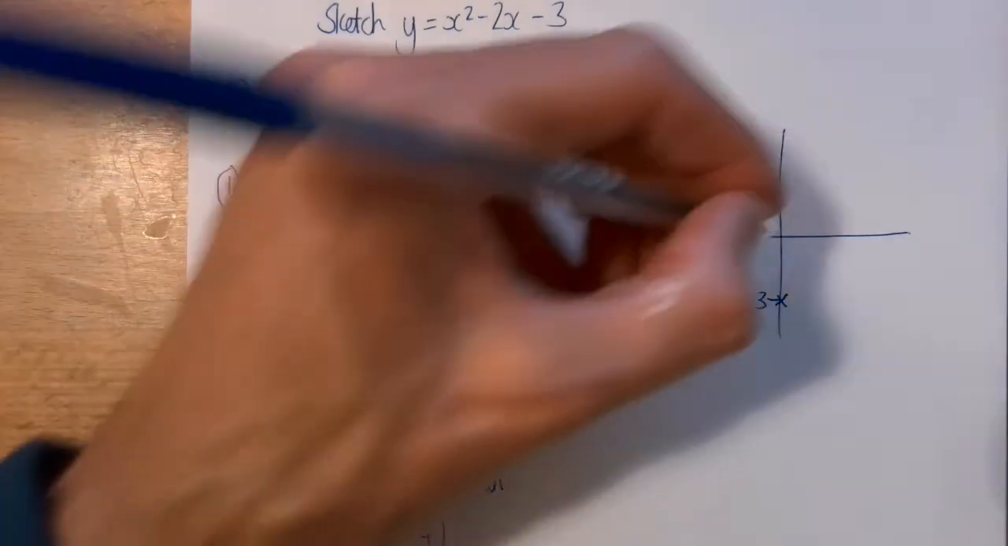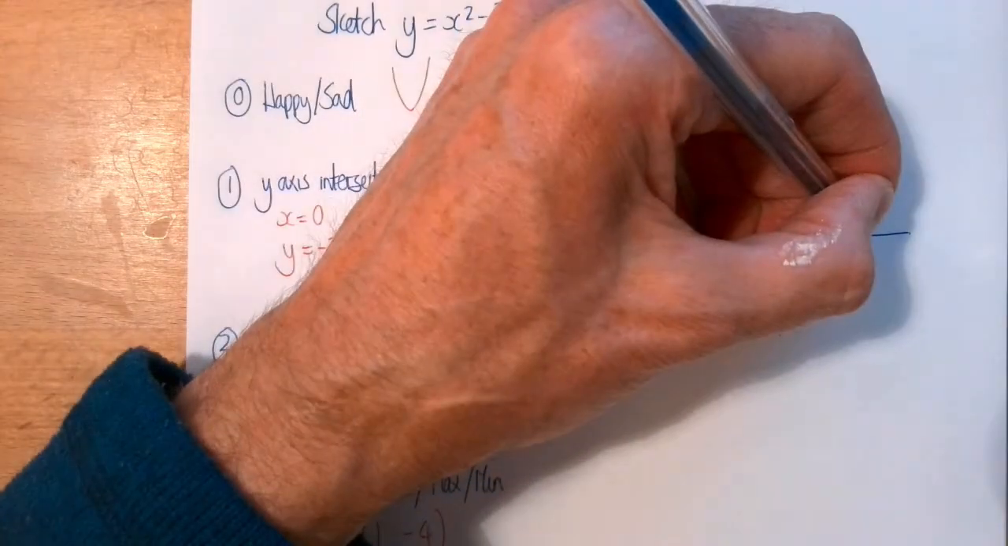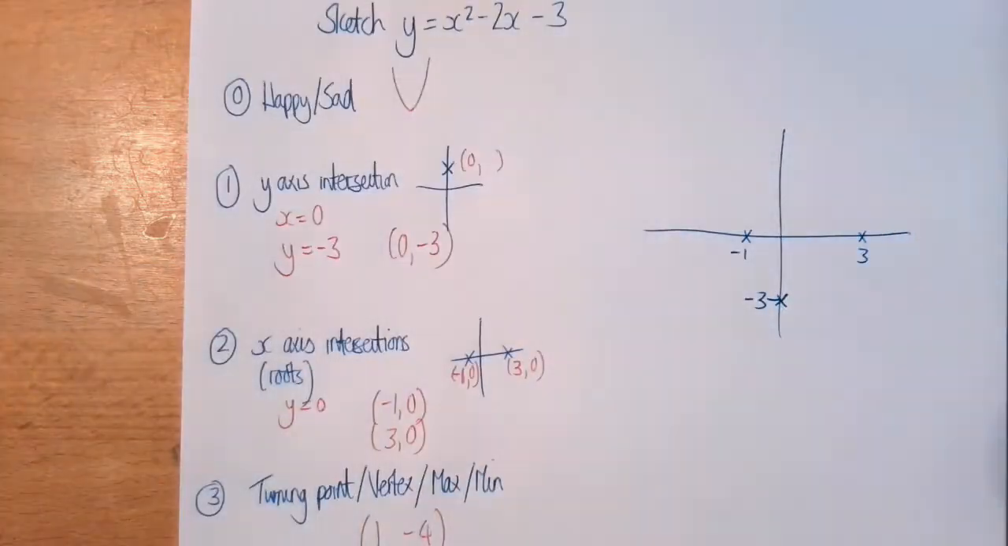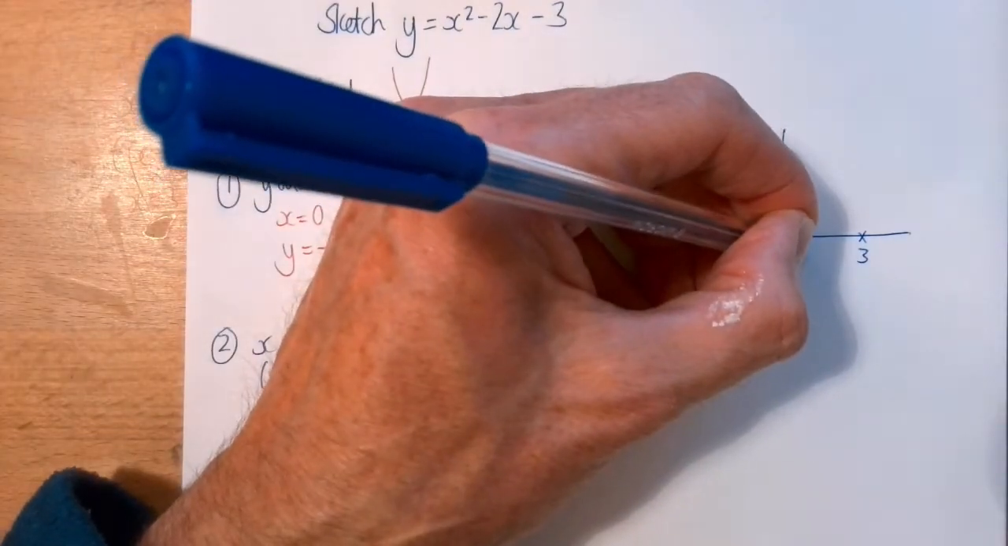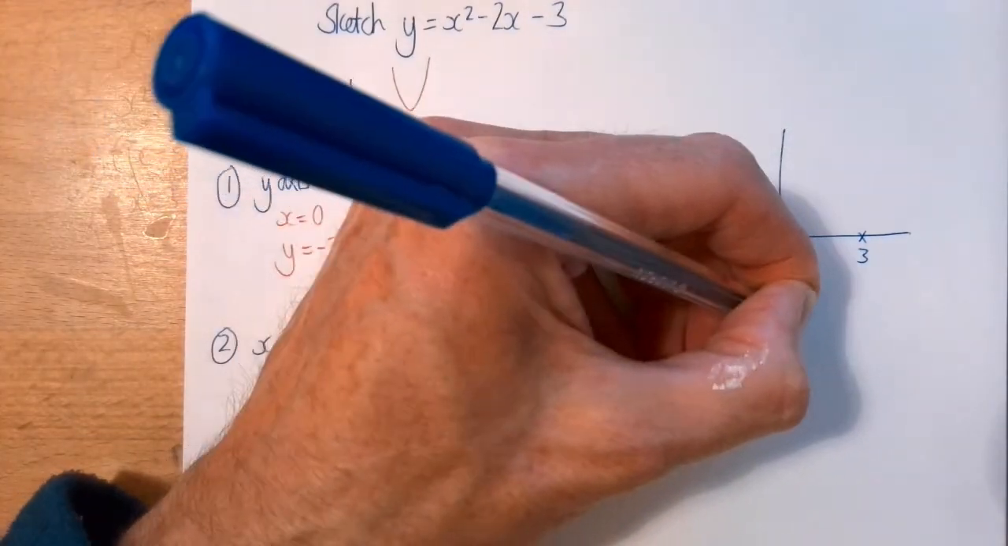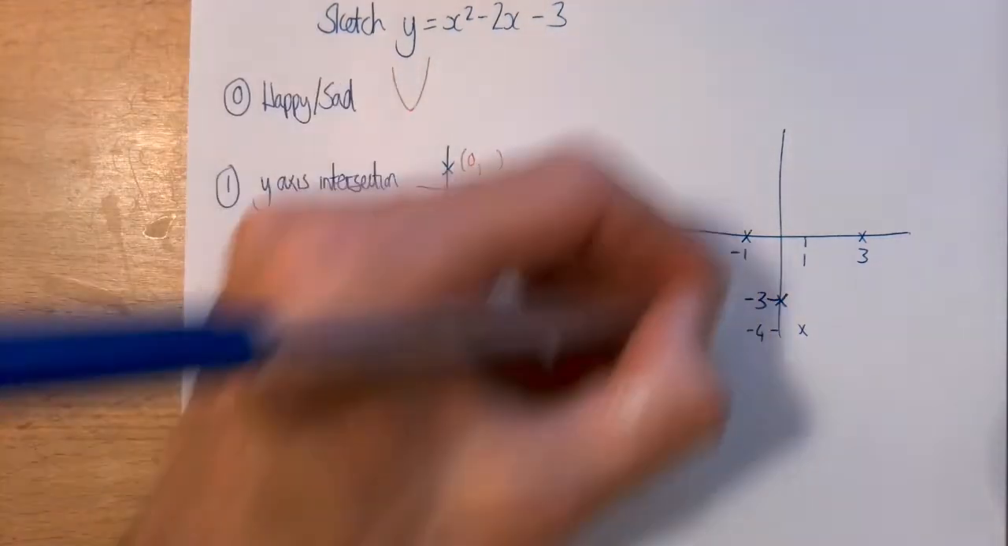Crosses the x-axis at minus 1, 0 and 3, 0, and turning point at 1, minus 4. And happy.